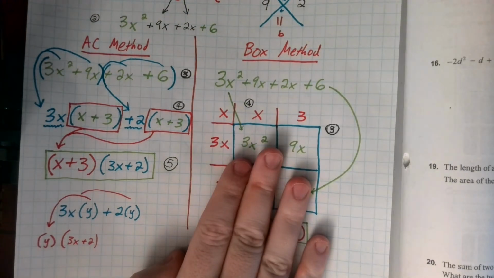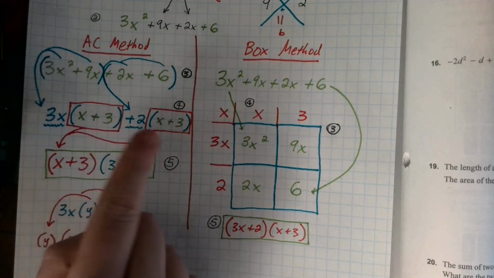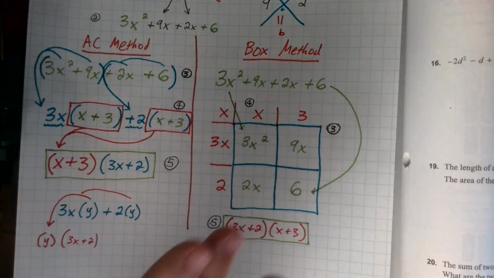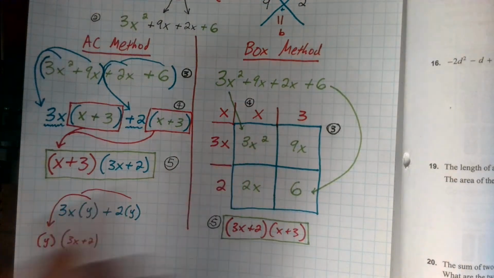That's why the box method is easier, but there's no built-in check here to know if we're doing it correctly or not. So if you're using the box method, you must be very careful to make sure you have pulled out all that you can, and that includes negatives.